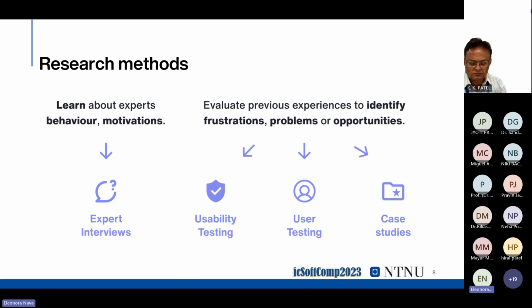The research methods performed were expert interviews to learn about behavior and motivation, user and usability testing of previous experience to identify limitations such as possible phobias, physical and technology problems and opportunities, and case collection of experiments to identify frustrations, problems, and opportunities.